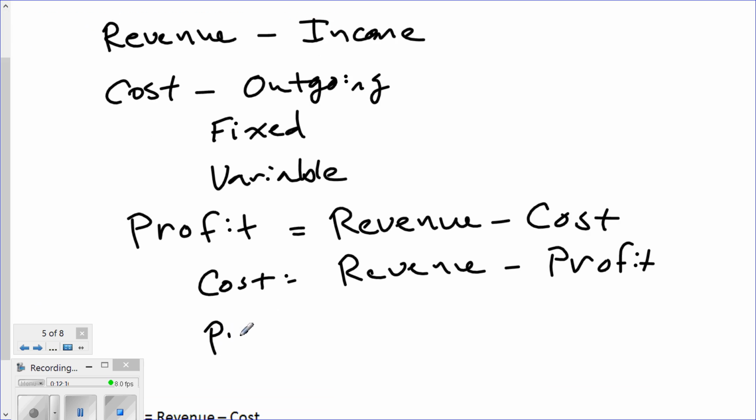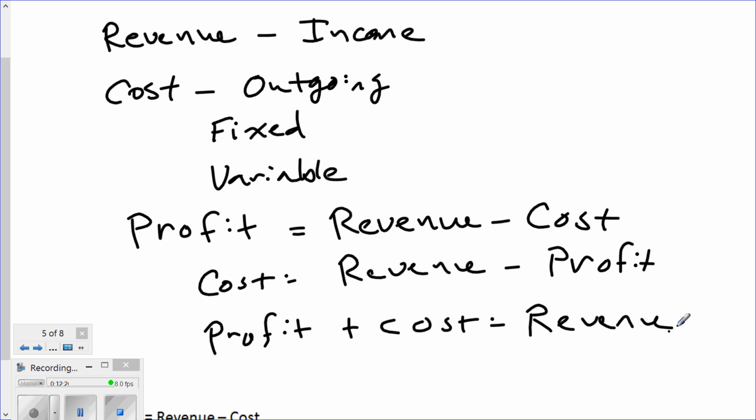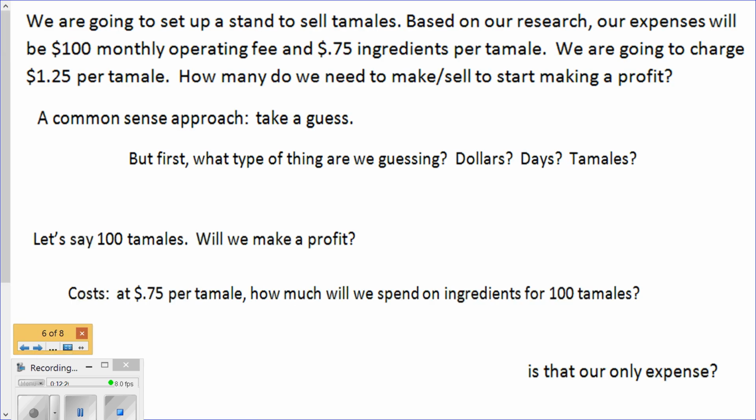And our profit plus cost gives us our revenue. So if you know any two, you can find the third one. They are closely related to each other. So let's look at a specific example.